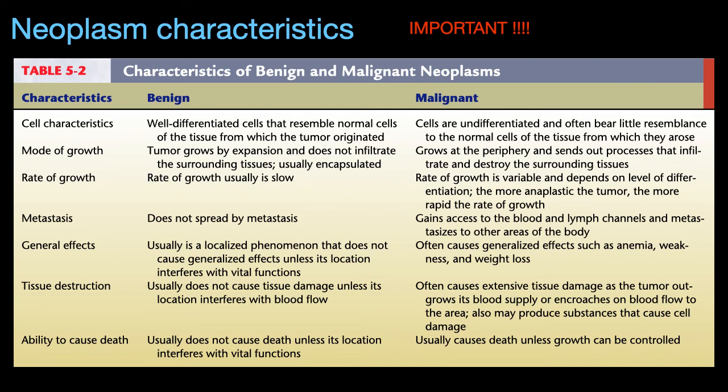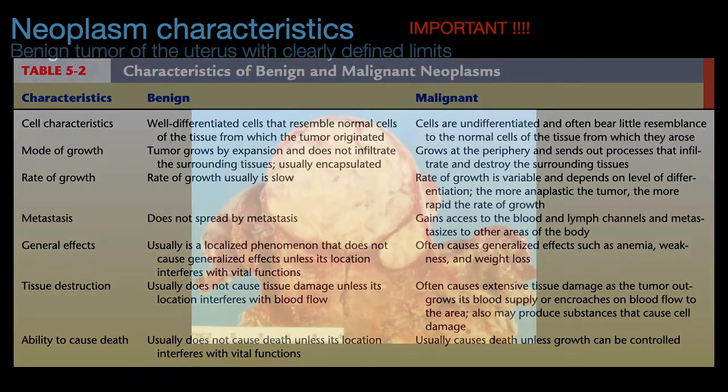And of course, benign tumors don't cause death unless you have them inside your brain, for instance, where they may grow and put pressure on the brain and they may kill you, but they don't usually do that in other parts of the body. And malignant tumors, normally, if they're uncontrolled, will end by causing death.